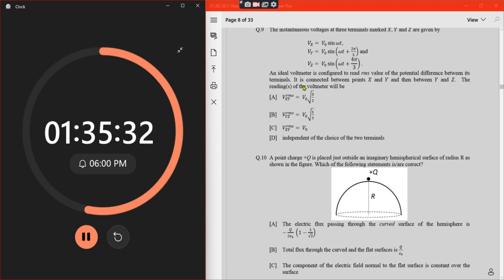The readings of the voltmeters will be so, phi upon 2. How much is phi here? Half of 2 pi upon 3. Okay, pi upon 3, the sine of that is what? Root 3 upon 2. So root 3 upon 2 times v naught. So A is the correct answer.